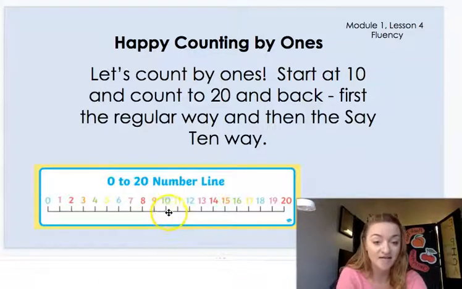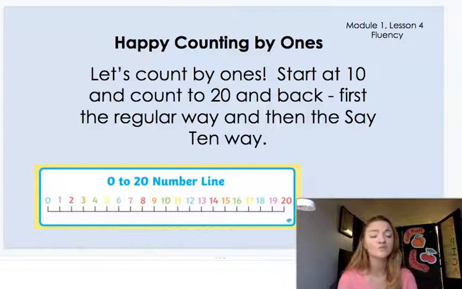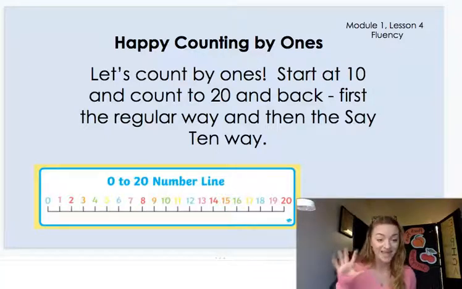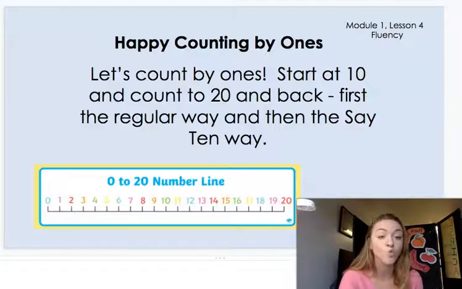So we have 10, and if you see here, we have 11, but 11 is really like 10 and 1, right? And here we have 12, but 12 is really like 10 and 2. And I think you might be noticing a pattern already. So when we say numbers the say 10 way, we put the 10 first, and then we tell our ones. So 11 would be 10 and 1. 12 would be 10 and 2. Let's keep going like that from 10, and you can count with me.